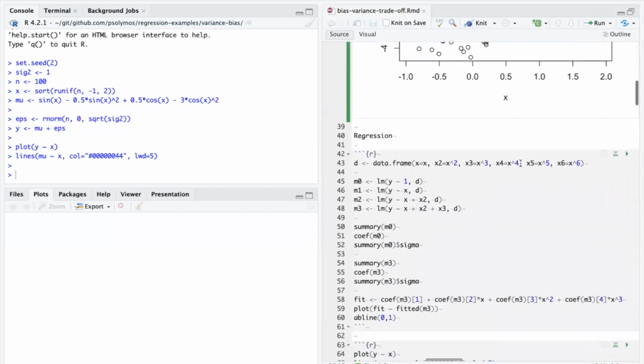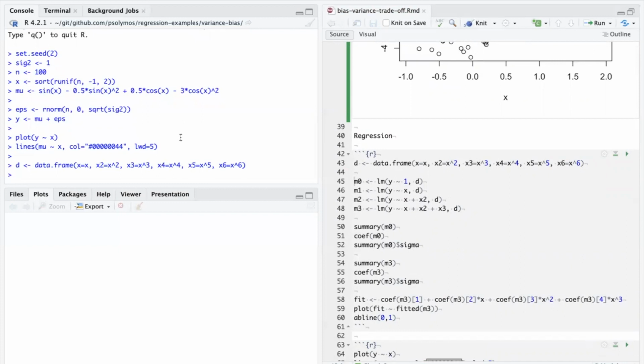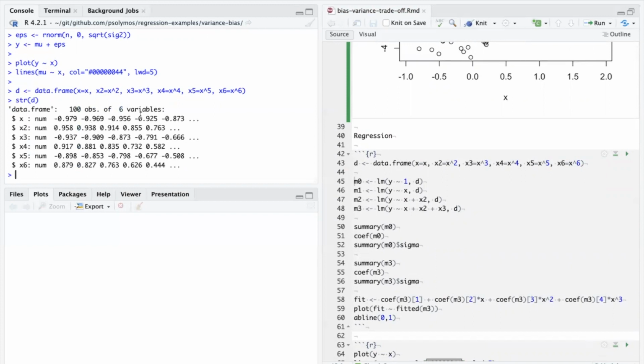So this is what the data looks like. Now we can put together a data frame with different orders of x. So the structure of our data frame would be like this. X is this number between -1 and 2. X2 becomes x squared, then x cubed, then x to the 4th, 5th, and 6th. And these are a way of fitting this linear model with polynomials, but these are not orthogonal to each other. These are just simple x to the power of something.